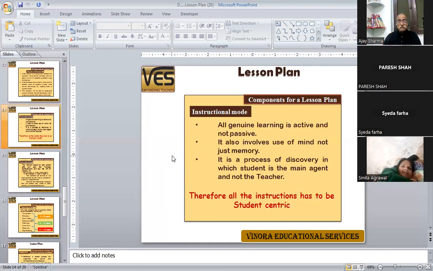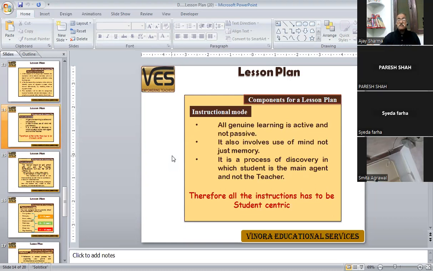So next is instruction mode. All genuine learning is active and not passive. Active in the sense that the learner is also involved in the mind, not just memory, which means you must also have some idea of mind mapping, what exactly it is. So they have to use their mind.